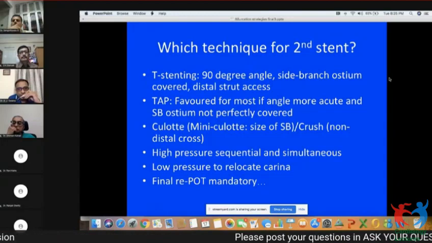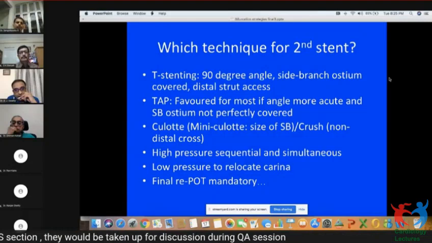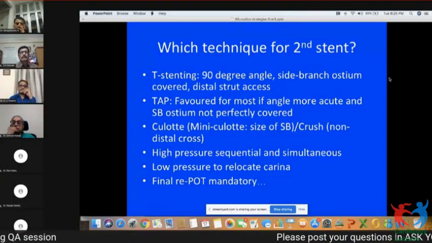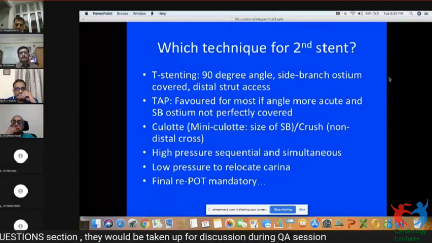But for this, one must cross through the distal strut. Culotte or mini culotte depends on the side branch being almost the same size as the main branch. And suppose one ends up with a non-distal crush, then the option of crush or some variation of the crush becomes a part of the strategy. High pressure sequential and simultaneous balloon inflation and low pressure to relocate the carina, and a final POT is always mandatory, whatever technique one uses.